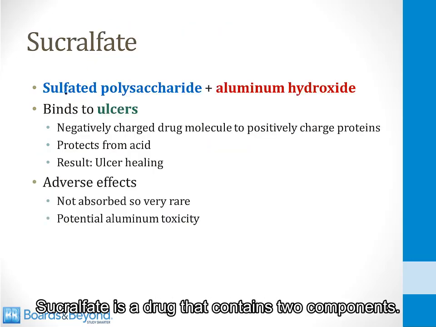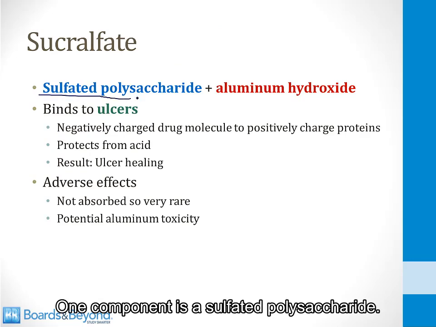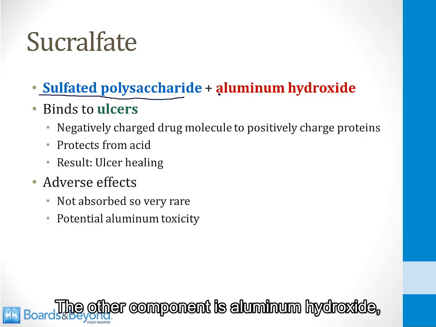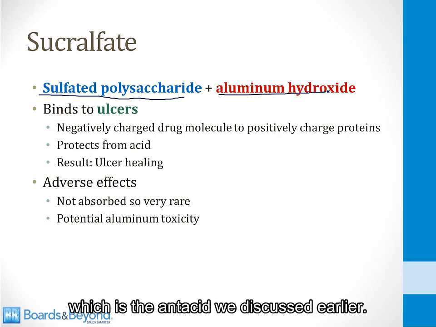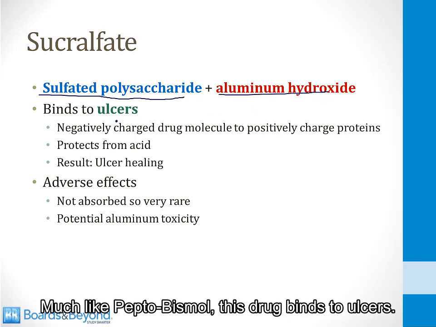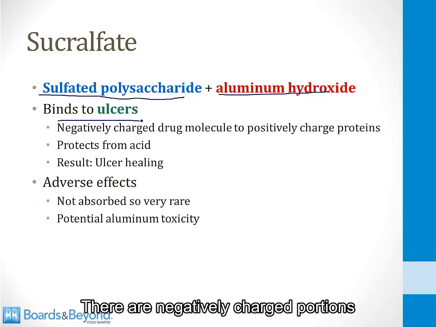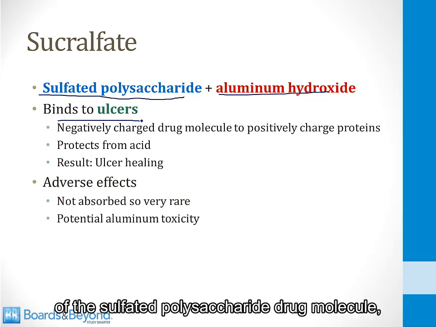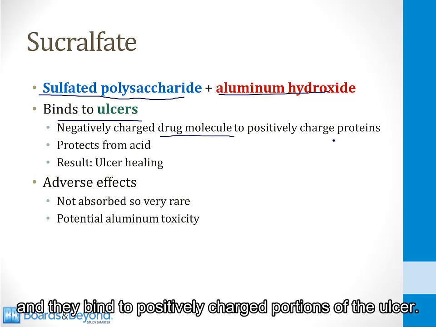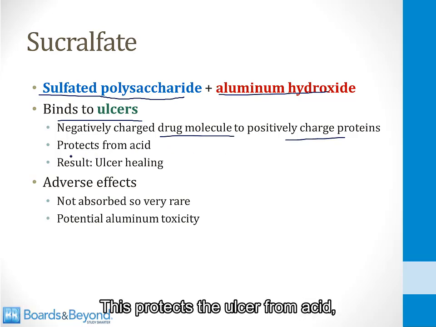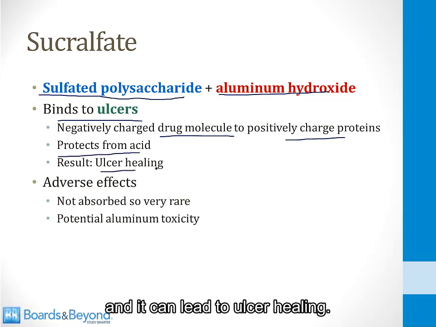Sucralfate is a drug that contains two components. One component is a sulfated polysaccharide. The other component is aluminum hydroxide, which is the antacid we discussed earlier. Much like Pepto-Bismol, this drug binds to ulcers. There are negatively charged portions of the sulfated polysaccharide drug molecule, and they bind to positively charged portions of the ulcer. This protects the ulcer from acid, and it can lead to ulcer healing.